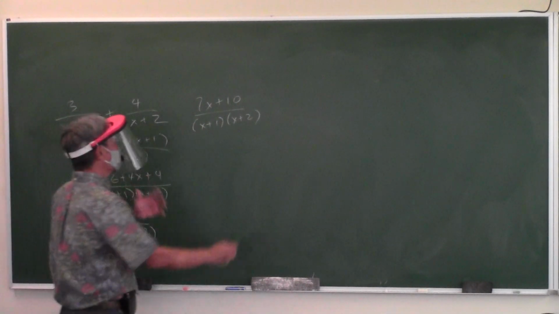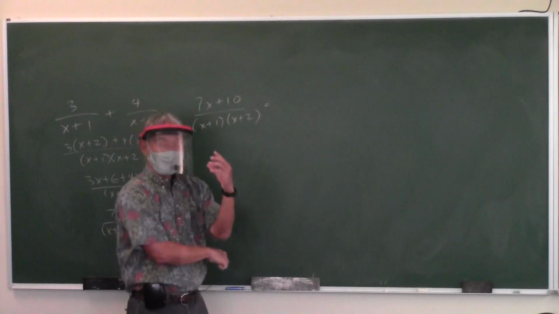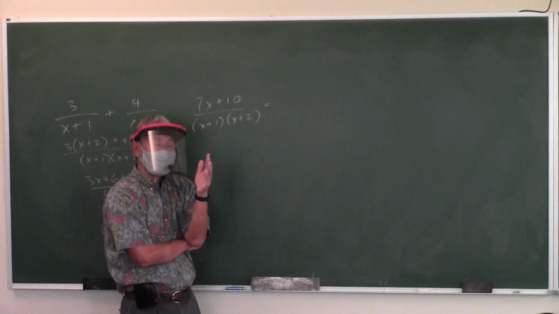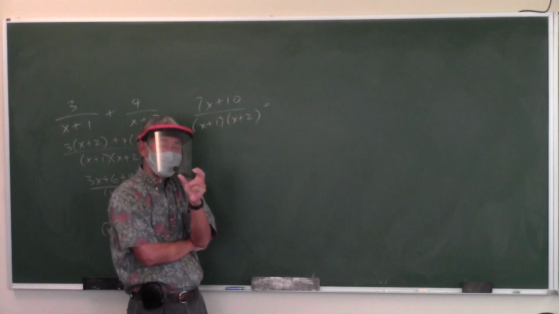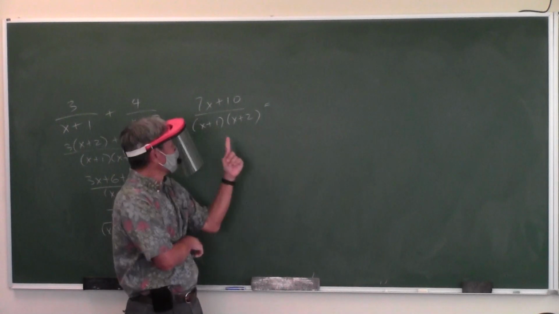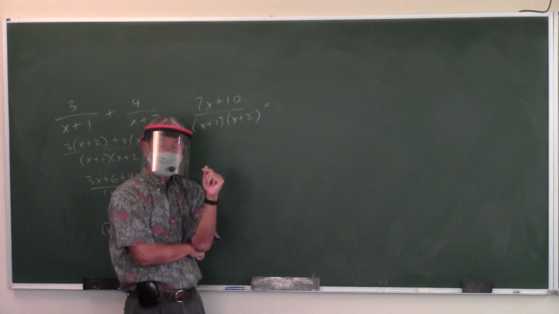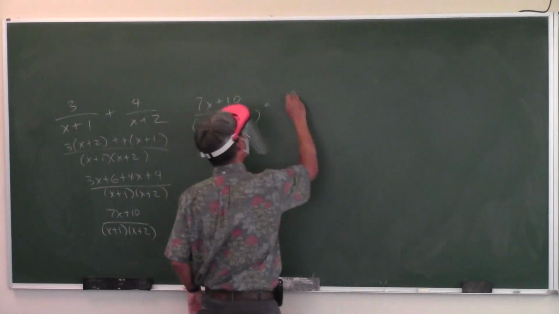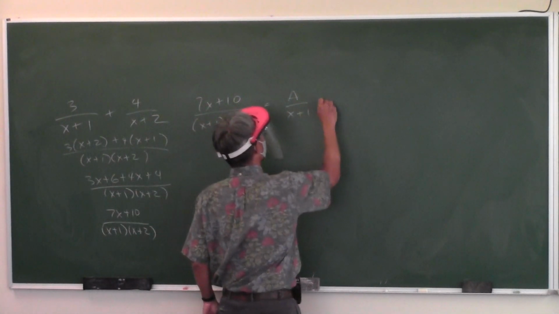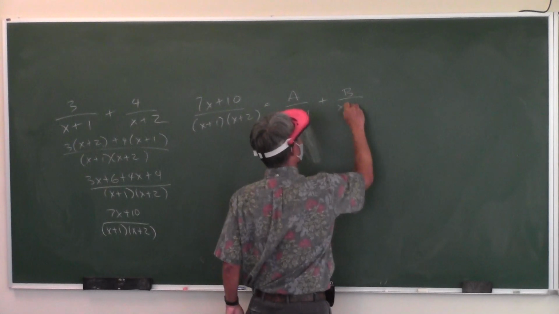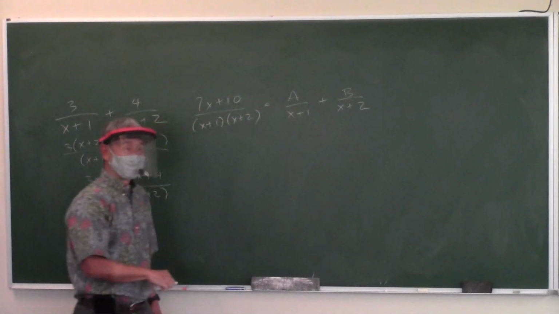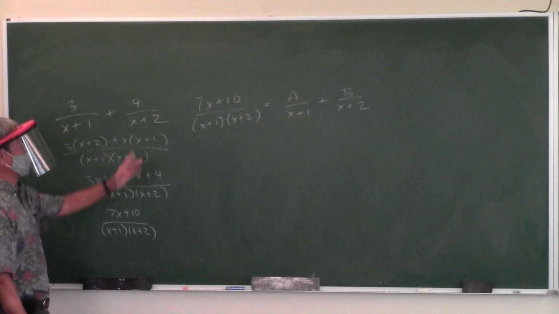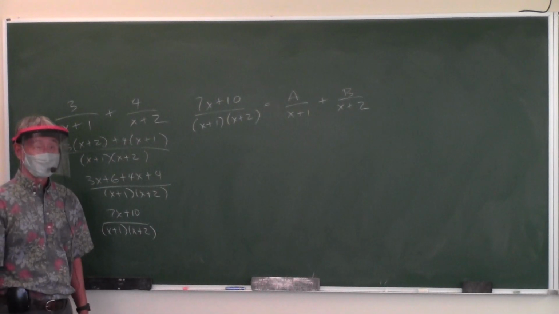Okay, now this is the thinking part. This is the hard part for most of you. This is what you have to think. What fractions do I have to add together to get this as the least common denominator? Well, wouldn't it be something over x plus 1 plus something over x plus 2? Yeah, that makes sense. Okay, now how do you figure out what those somethings are?